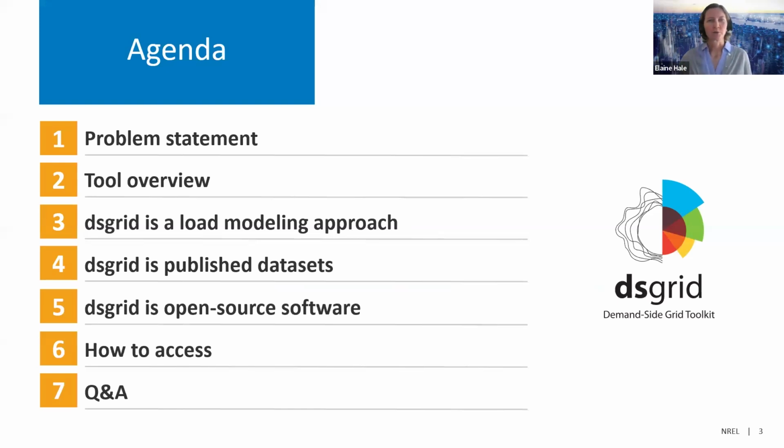And I just want to go through first a motivation, a problem statement as to why we've developed this capability called the Demand Side Grid Toolkit. I want to give a quick overview of the tool, and then I want to do a deep dive into the three key things that dsgrid is. dsgrid is a load modeling approach. It is published data sets, and it's open source software. Finally, I'll wrap up by telling you how to access all of these capabilities, and then we'll wrap up with a Q&A session.